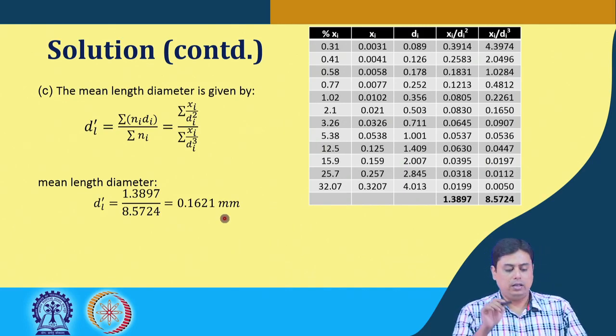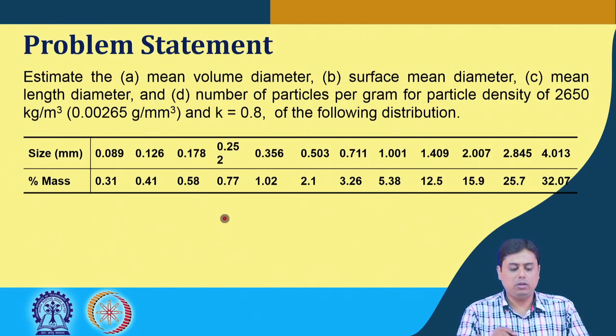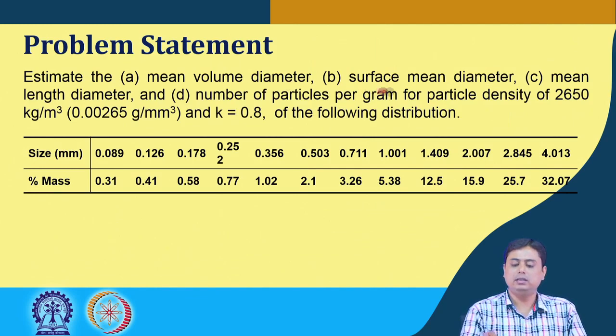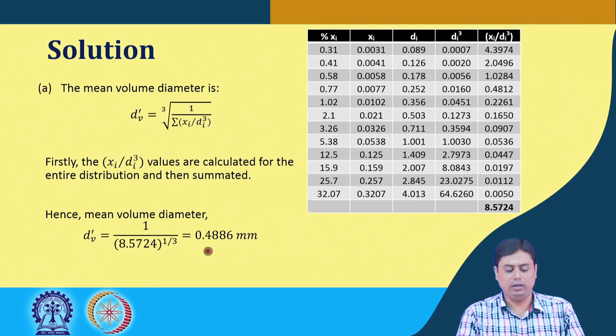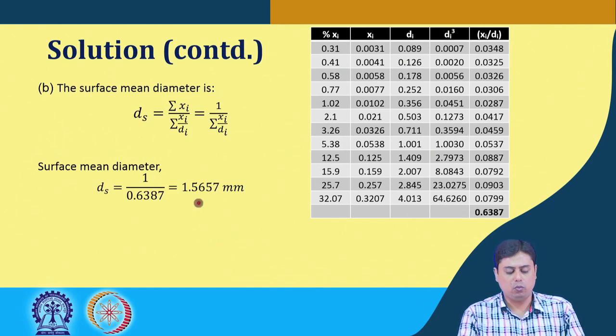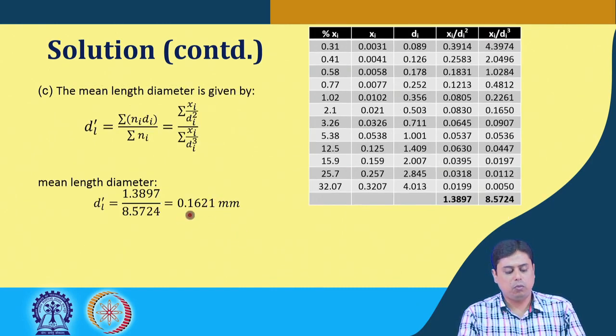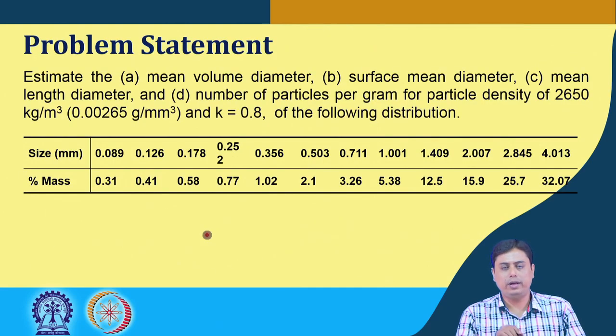Hope it is clear. So, if I go back to the problem, the first part is answered, part B is answered, part C is answered. The important thing to note is that even for this distribution, as I told earlier, all these mean values are quite distinctly different. It is 0.48, numerically about 0.5 millimeter. This is 1.56 millimeter. This is 0.16 millimeter. So, there is a wide variation in the mean. Depending on which mean you require, that will give you that kind of value.